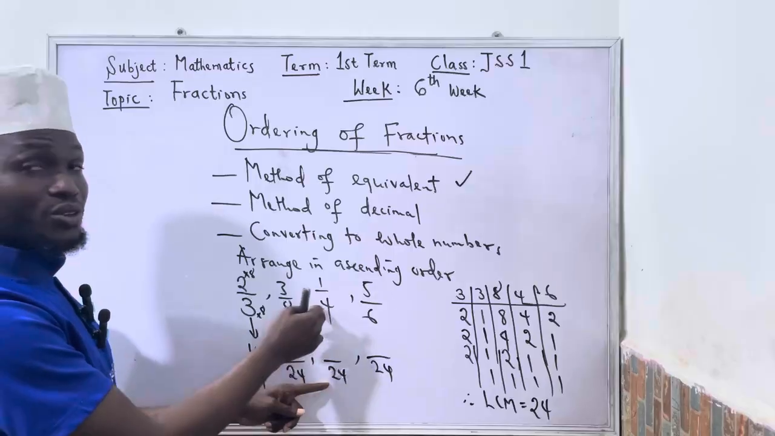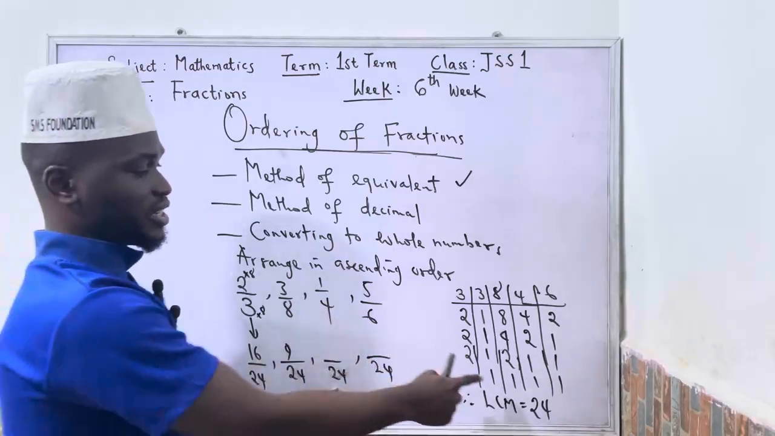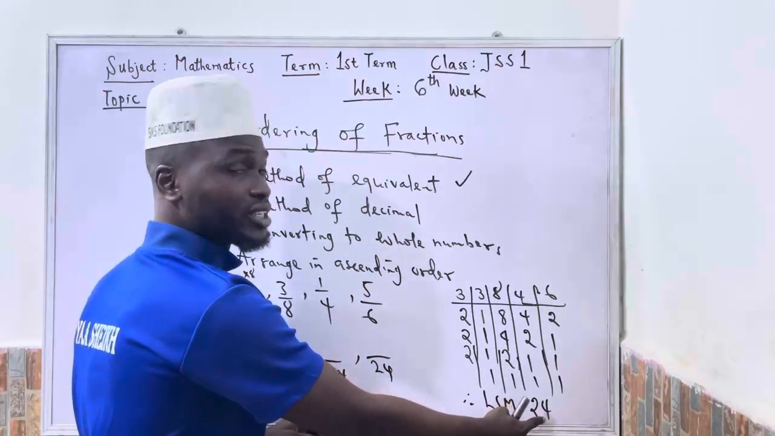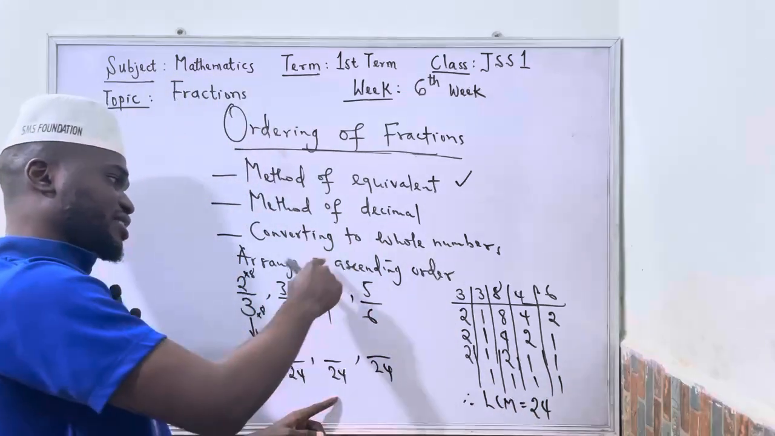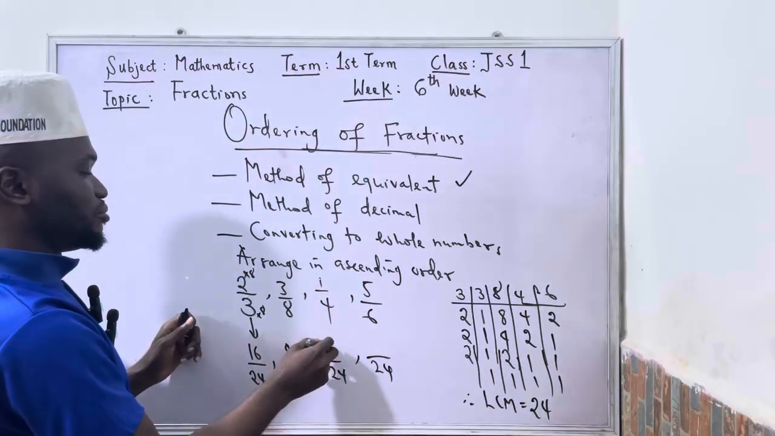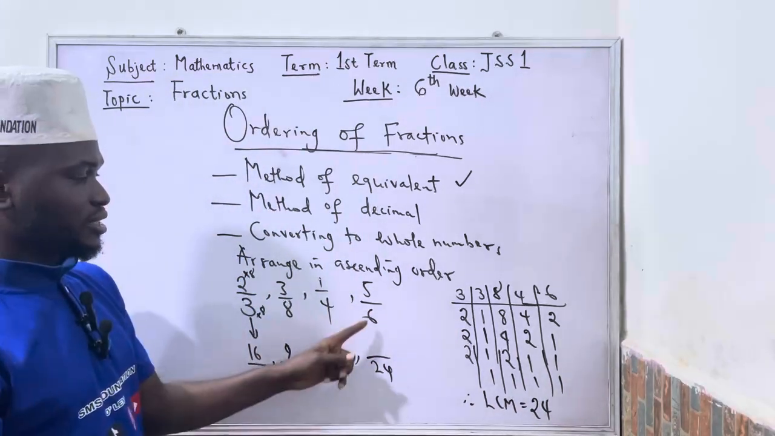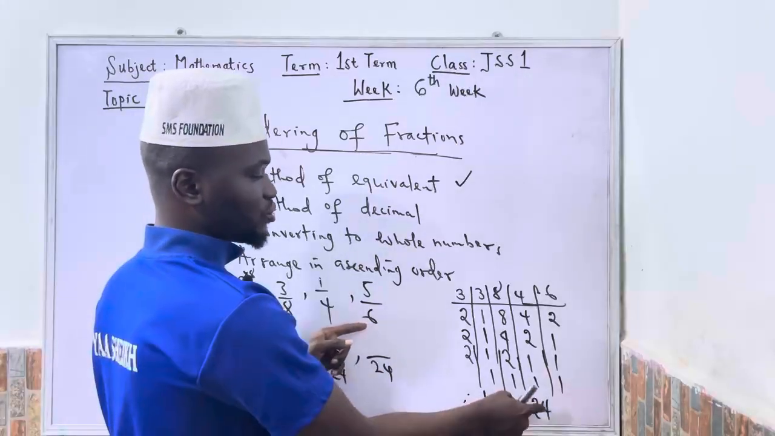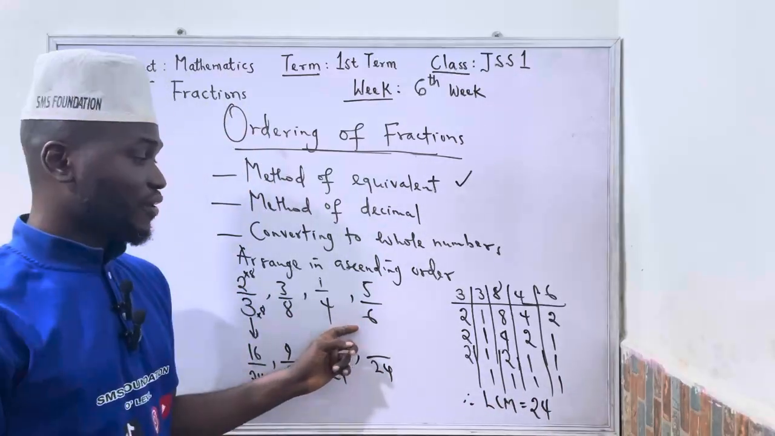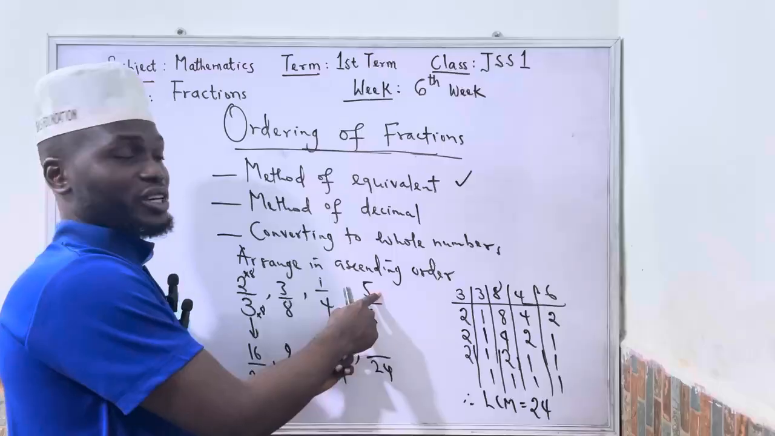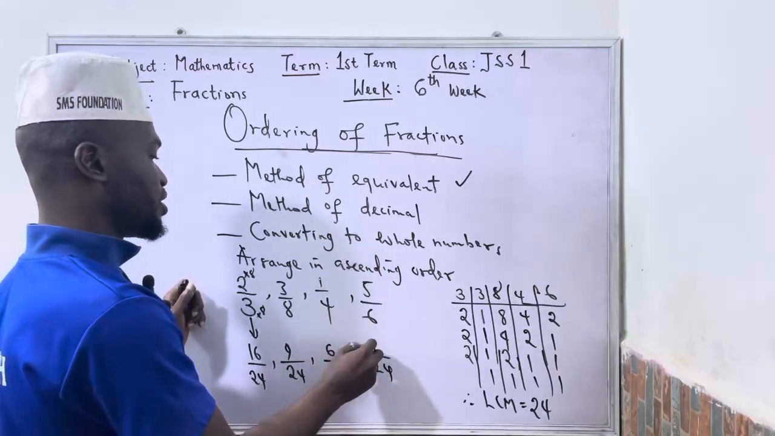This is the third one correspondingly. How many 4 can I get from 24? That will be 6. Then use that 6 to multiply the numerator. That will give me 6. Next is 6. So use this 6 to divide 24. That will give me 4. Then use that 4 to multiply the top. 4 times 5, that will be 20.